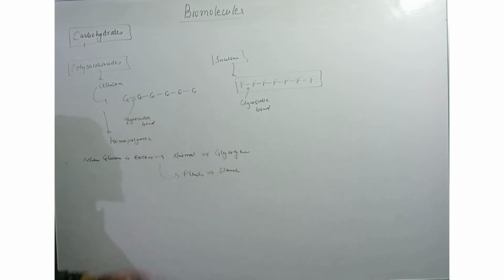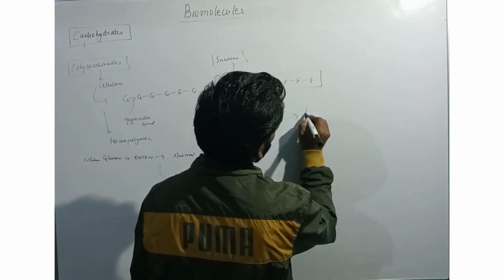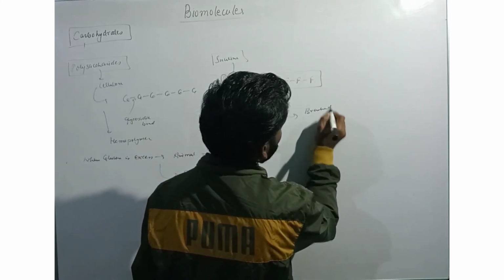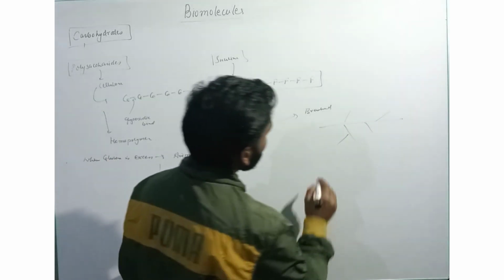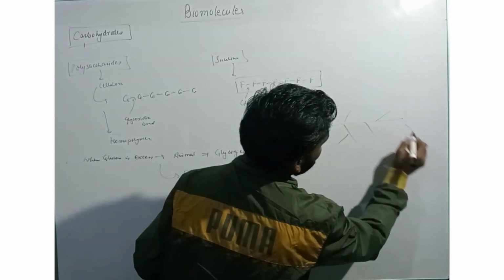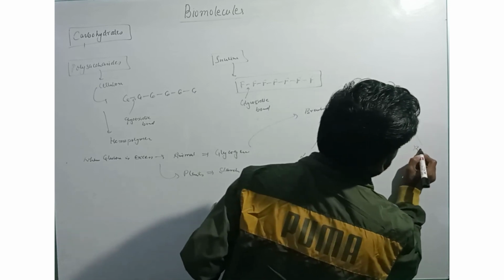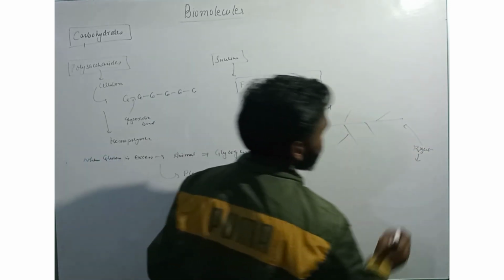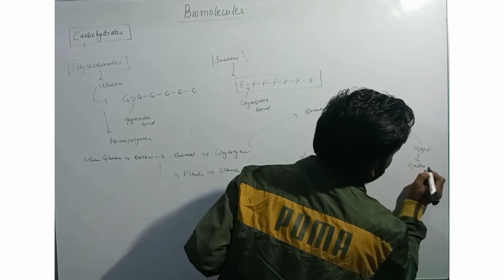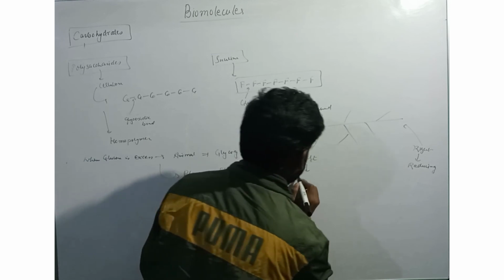So let's see the structure of glycogen first of all. Glycogen may be branched, just like this. It contains two ends, a left and a right end. The right end is called reducing; that end will be reducing in nature, and the left ends are non-reducing.